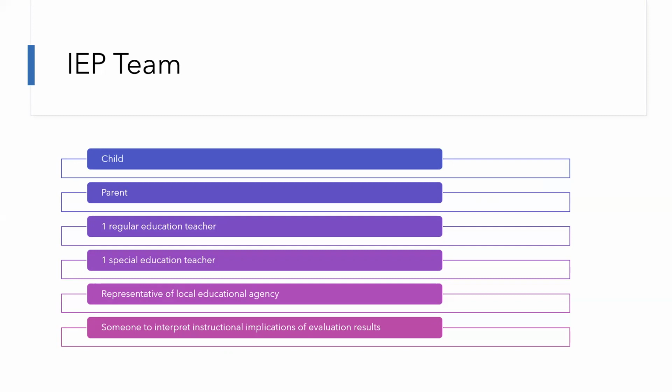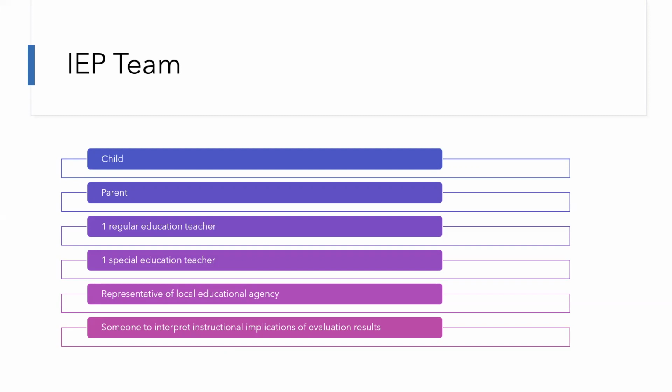Typically, all team members are required to attend IEP meetings per the law. However, a member may be excused in whole or in part from an IEP meeting if the parent and school agree that their attendance isn't necessary. If their part of the IEP is being modified, they need to submit in writing to the parents as well as the team what their input is.